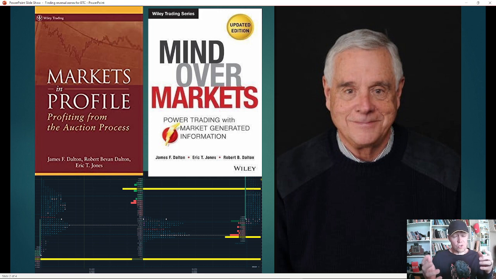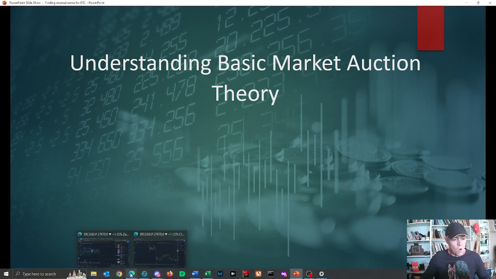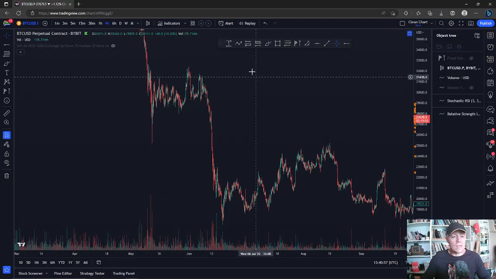And the secret is trading volume, and volume is an indicator that is not lagging, and often people say that volume precedes price. So the most important thing that you need to understand is that there's a basic market auction theory. Now what I mean by basic market auction theory, and the easiest way to explain it, is to start when Bitcoin was at $31,000, and you can see that Bitcoin was trading in a range.